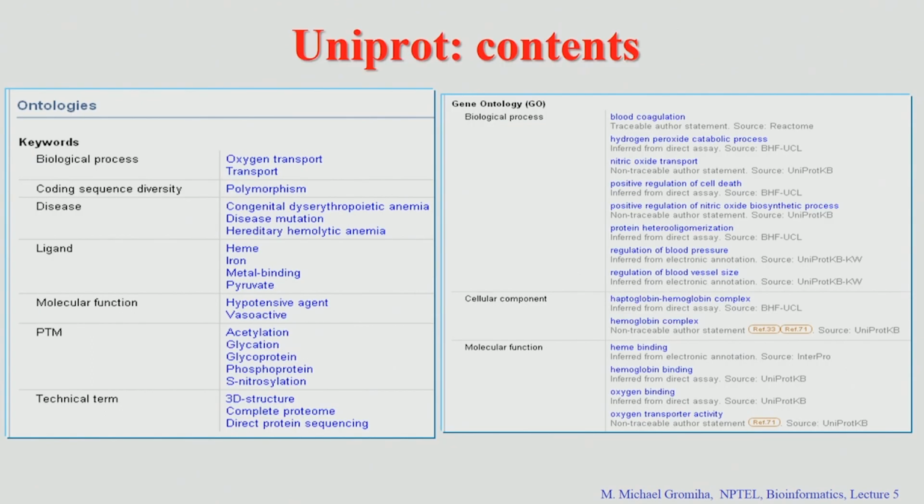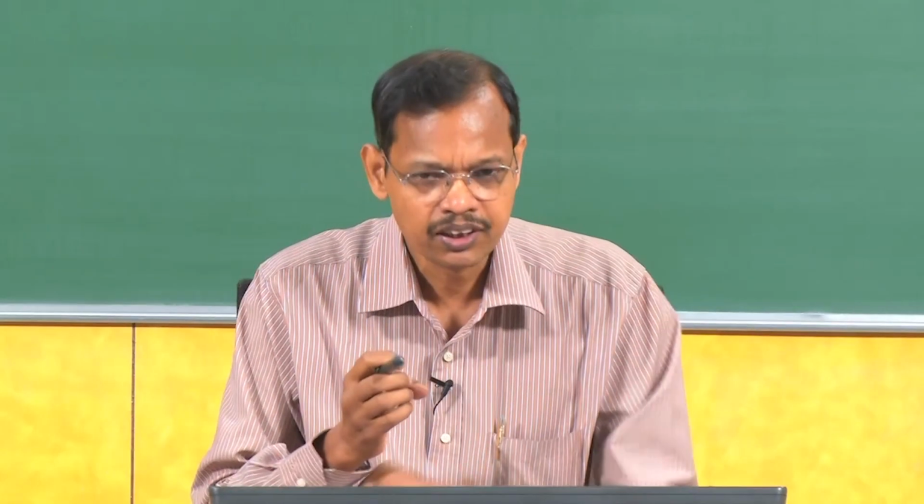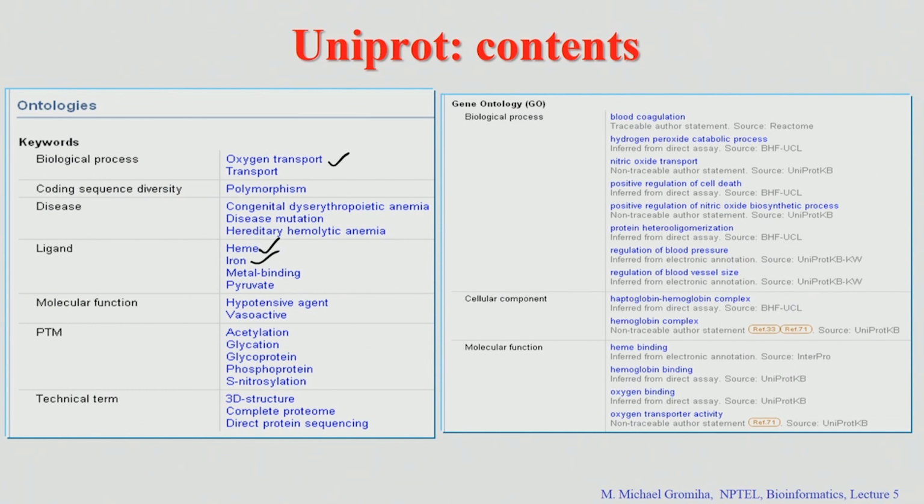Now they give the ontologies, such as the biological process, which is oxygen transport. For any diversity of this coding region, they have polymorphism, the changes upon mutations, or any other ligands or small molecules that bind with this particular protein. What are the different small molecules that bind with this protein? Heme, iron, metals and pyruvate are the different ligands that bind with this protein.